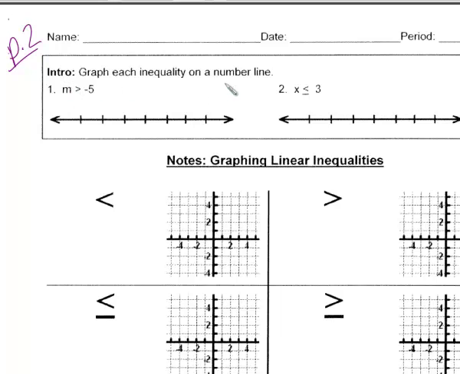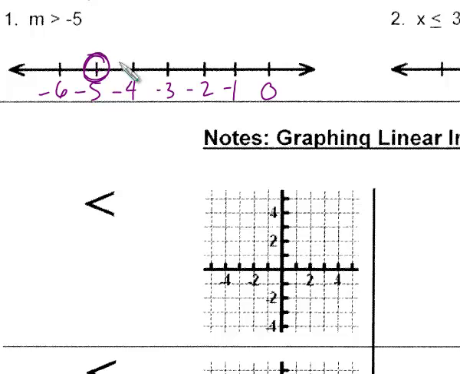Graph each inequality on a number line. We did this last semester. So m is greater than -5. I'm going to label my number line right here. So I've got -6, -5, -4. Now I'm going to go to -5, which is right here. And it says it is everything greater than -5, not greater than or equal to. So I'm going to put an open circle at -5, and then I'm going to shade everything that is to the right. It's everything right here. Okay?